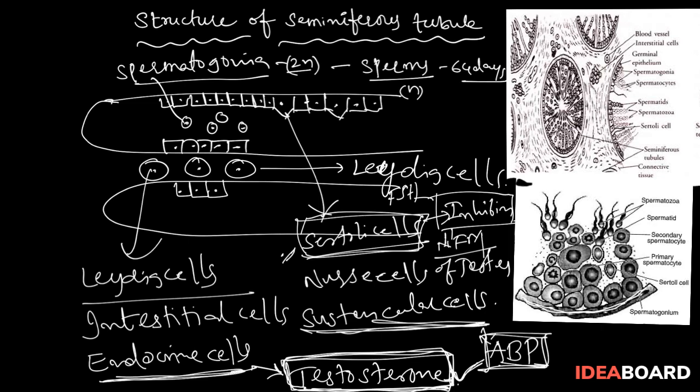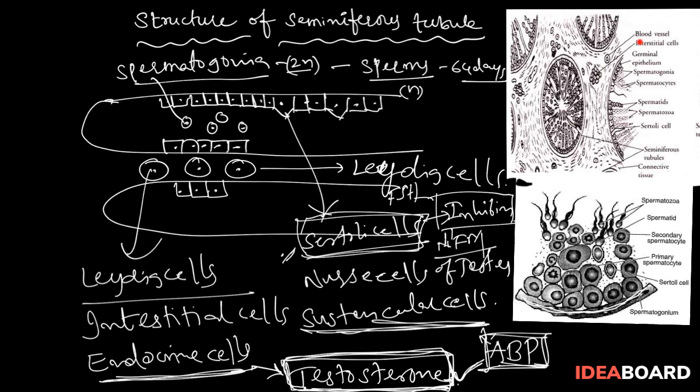If we look at the diagrammatic representation of the seminiferous tubule or the TS of testis, here these are the several stages of the cells of the seminiferous tubule useful for the production of the spermatozoa. Moreover, in between the different stages of the spermatogenesis cells, these are the Sertoli cells, as we discussed. These are also called the nurse cells of the testis.